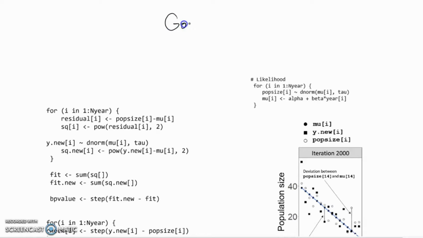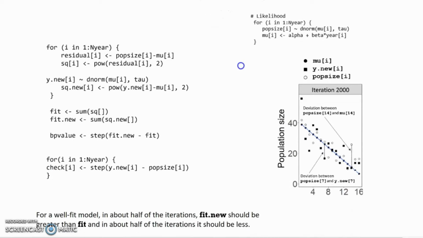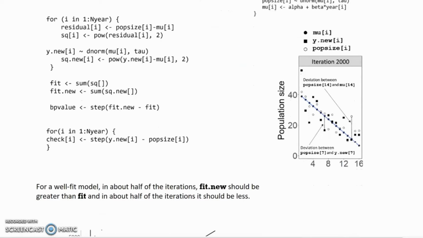So in this video, we're continuing on this idea of assessing goodness of fit. And now we're going to focus on interpretation of various tests of goodness of fit. But we're going to begin with a code.